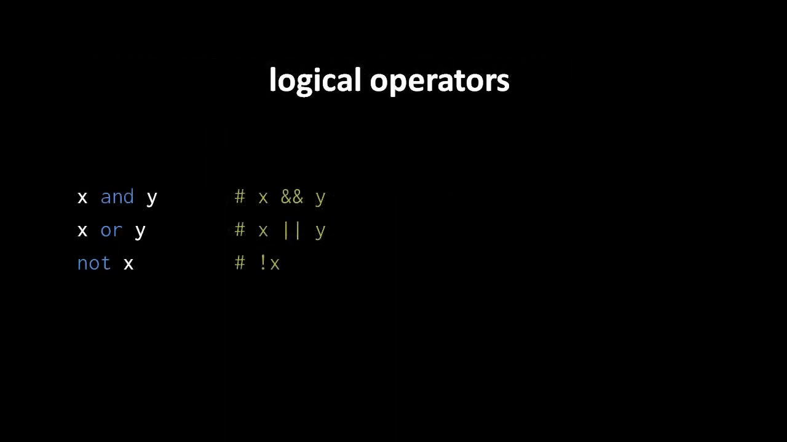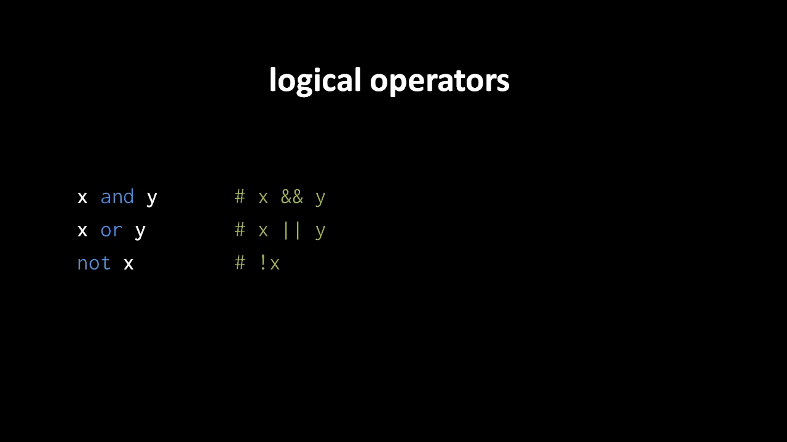Whereas in JavaScript and Java and C, and in fact most popular languages, the and and or operations are represented by double ampersands and double pipe symbols, in Python they're represented by the reserved words and and or. And likewise, instead of an exclamation mark for the not operator, not is just written as the reserved word not.